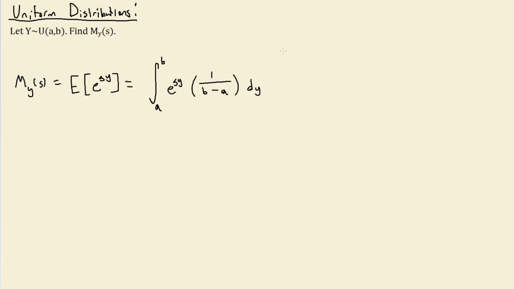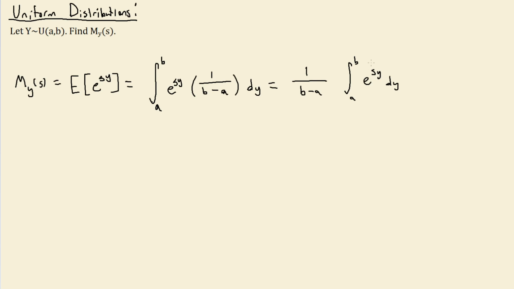Let's actually carry out this operation here. And really, this is very simple. This is just a constant, so we can just pull it out of the integral. And then this just becomes the integral from a to b of e^(sy) with respect to y. And this is actually very easy to evaluate. Of course, if you took the derivative here, you would have to pull out this s according to the chain rule.